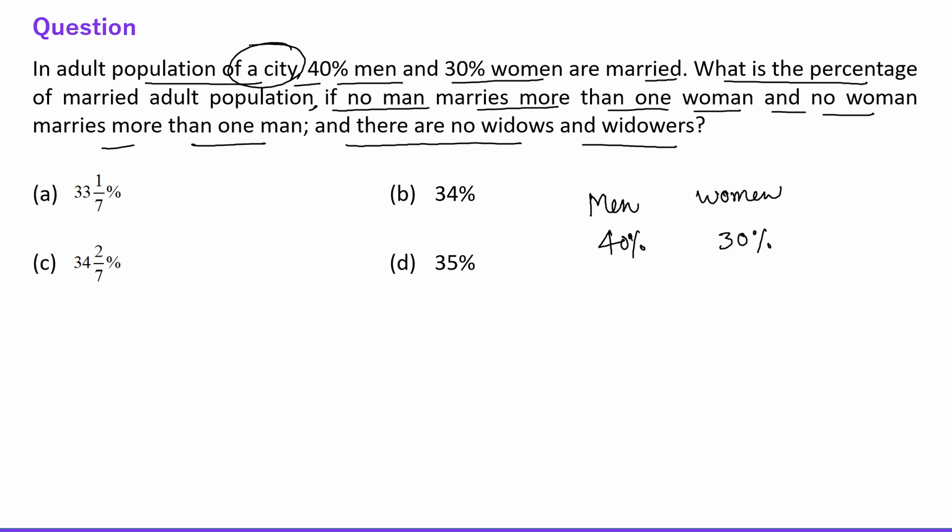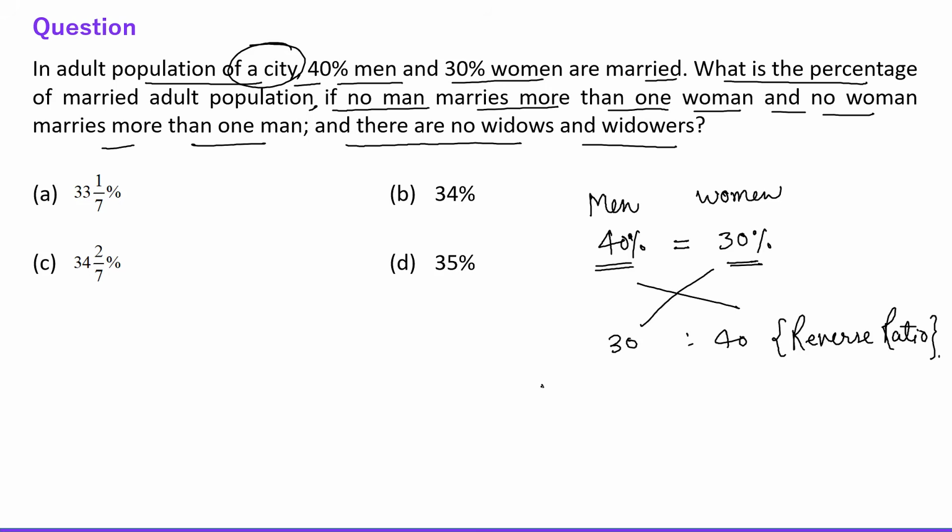It means what? One man is marrying one woman. So it means these two numbers are equal. Obviously, if there are 5 men, then there must be 5 women if they are marrying each other. So 40% men and 30% women are equal in numbers. Fine. So what is the ratio of man and women population? So this will be 30:40. This is reverse ratio concept.